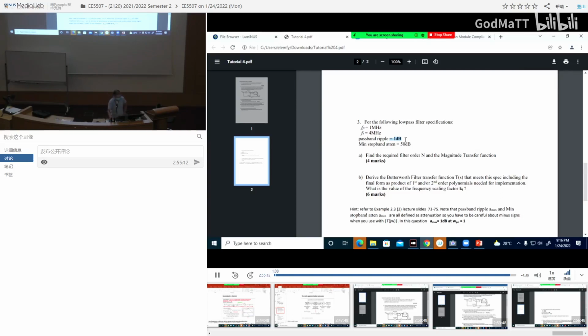So find again the required filter order n, and the magnitude transfer function, and then derive the Butterworth transfer function. And then you derive the scaling factor. The scaling factor is the one that translates the non-Butterworth polynomial to the Butterworth polynomial. I don't even ask you to go and implement it using Sallen-Key. No need. Once you can get the Butterworth transfer function, it's good enough. And then you tell me the scaling factor.